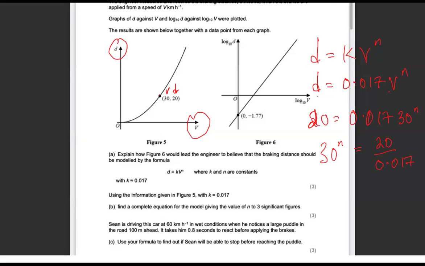When you've got that, you now take the logarithm of both sides. So N log 30 equals log of 20 over 0.017. Then you divide it: N equals log of 20 over 0.017, divided by log 30. The value for N is going to give you 2.08. That's all. It's very straightforward.